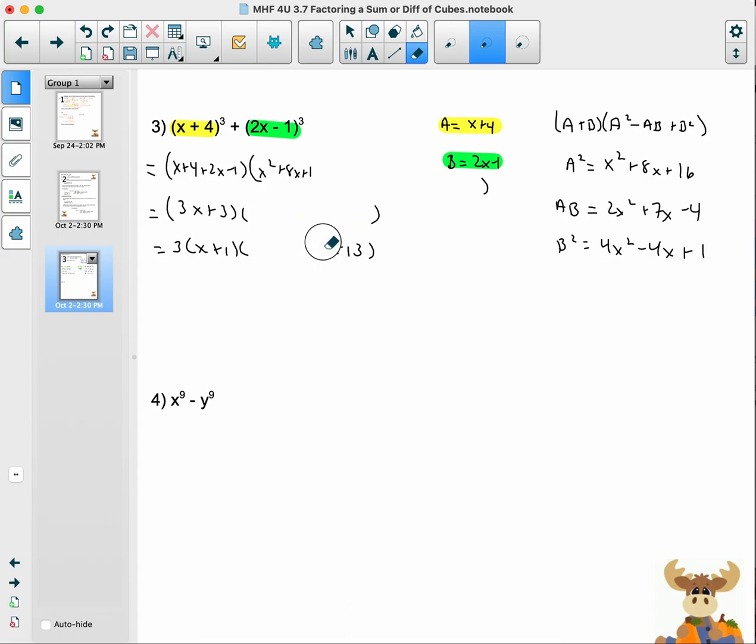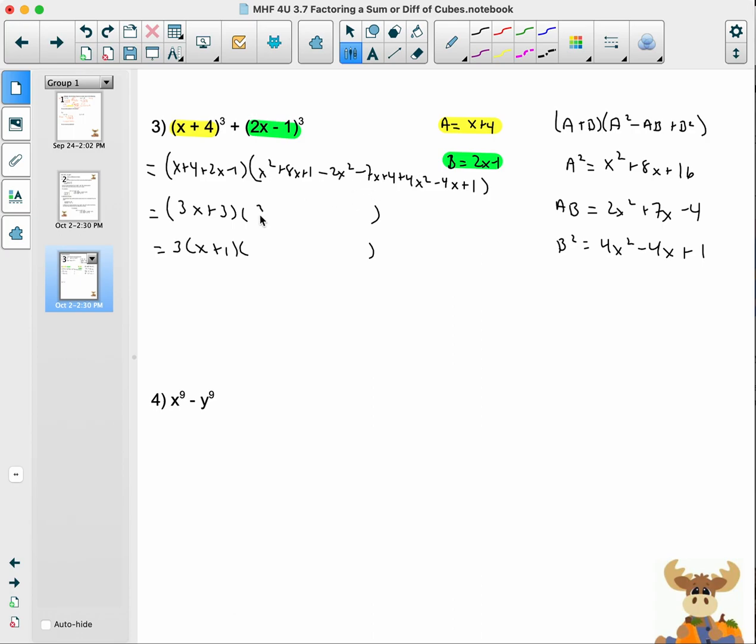The first term's right. The second half is wrong because I plugged it in incorrectly into the formula. I need to subtract 2x squared and subtract 7x and add 4, and then I can put 4x squared minus 4x plus 1 back in there. I'm so sorry. So negative x squared plus 4x squared is 3x squared. 8x minus 7 is 1. Minus 4 is negative 3x. That makes more sense. I thought more stuff canceled.